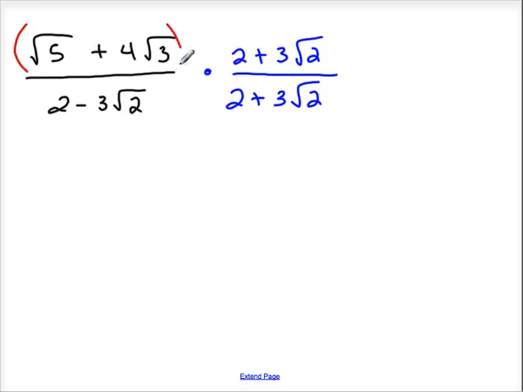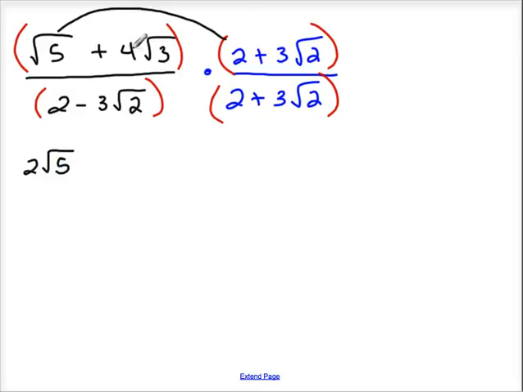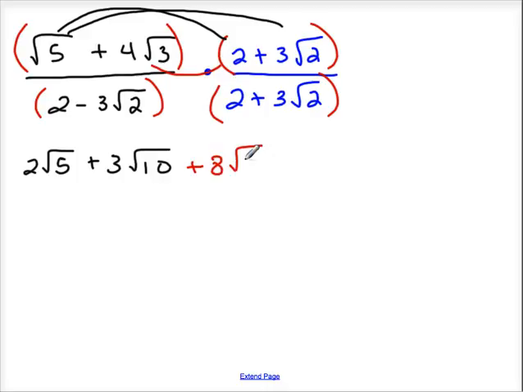Okay, for practice, I'm going to put these in parentheses. And I'm going to FOIL. So first, radical 5 times 2, 2 radical 5. Radical 5 times 3 radical 2 becomes plus 3 radical 10. Inner, outer, FOIL. 4 radical 3 times 2 becomes positive 8 radical 3. And 4 radical 3 times 3 radical 2 becomes positive 12 radical 6.